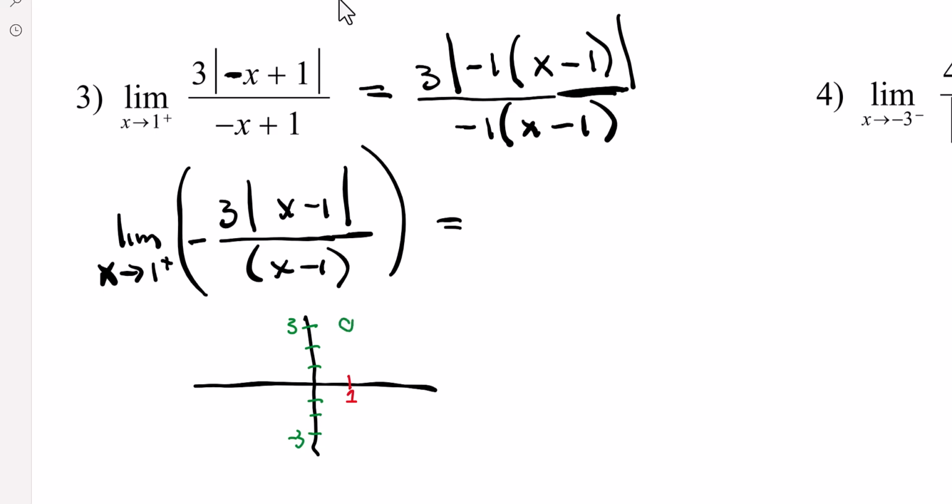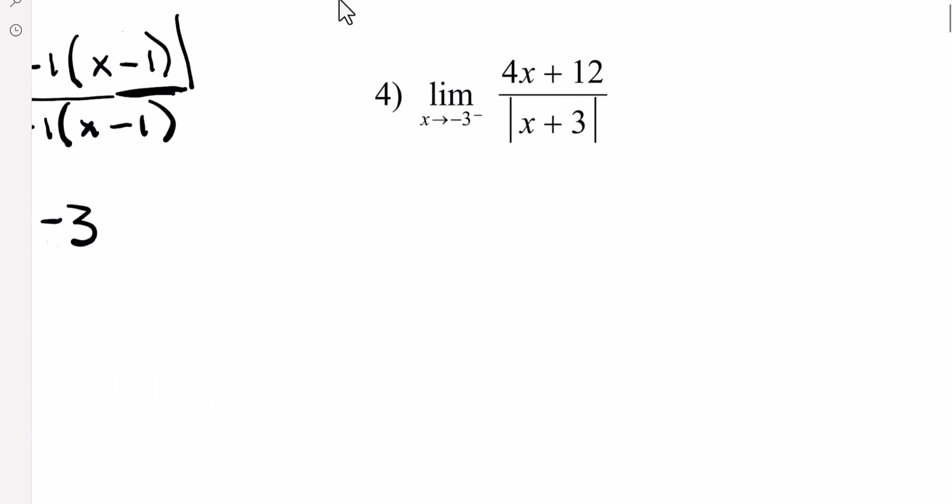So up here, the graph is going to go to the left. And in the denominator, the graph is going to go to the right. And what we're looking at is as we approach 1 from the right, our height is down here at negative 3. And this is the work that you would show on these. Let's do one that's not negative.